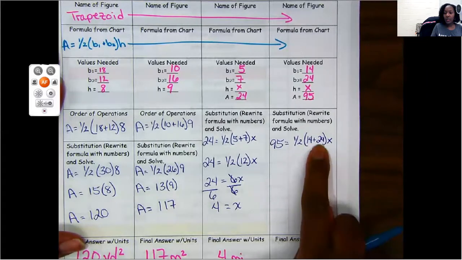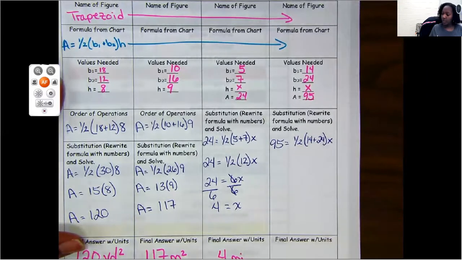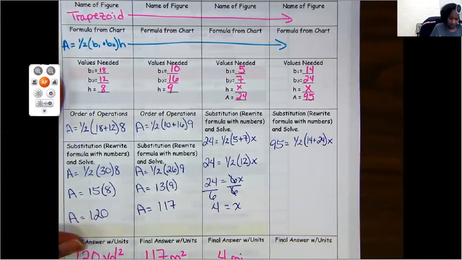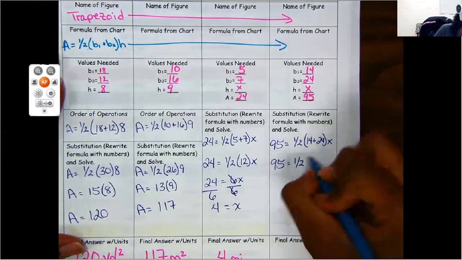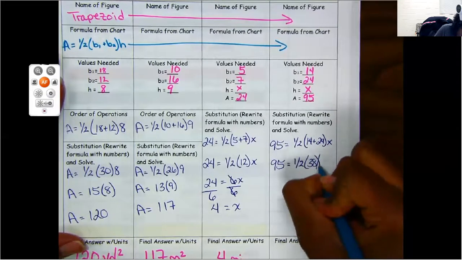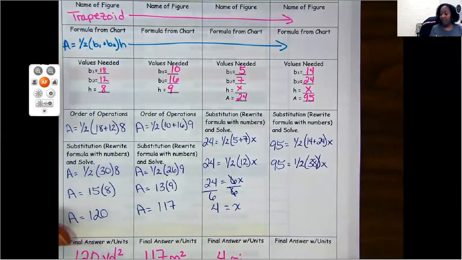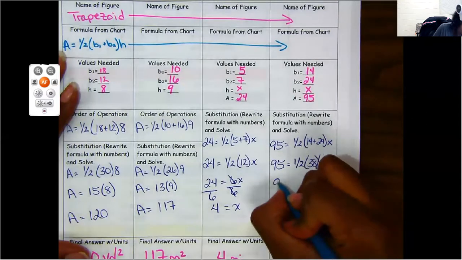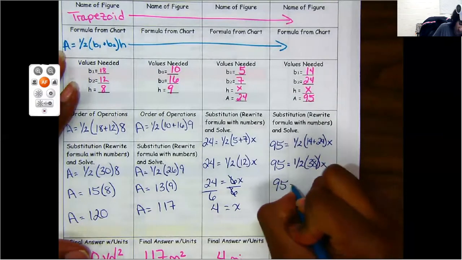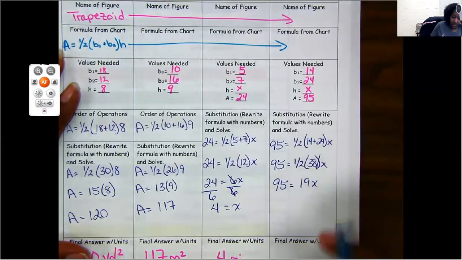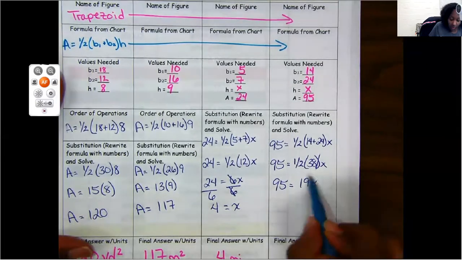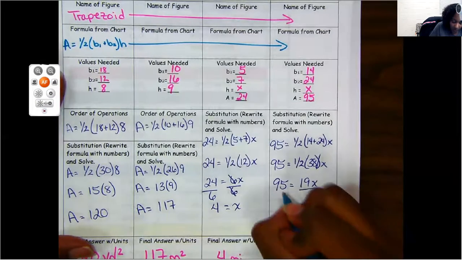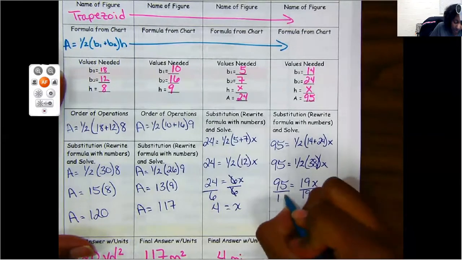I'm going to add 14 plus 24. 14 plus 24 is 38. 95 equals half. 38, oops, times x, okay? Half of 38 would be 19. 95 equals 19x. Remember, now the x is attached to it. I want x by itself. I need to do the opposite operation, which would be division. So I'm going to divide both sides by 19.